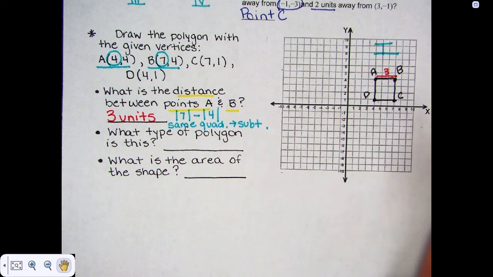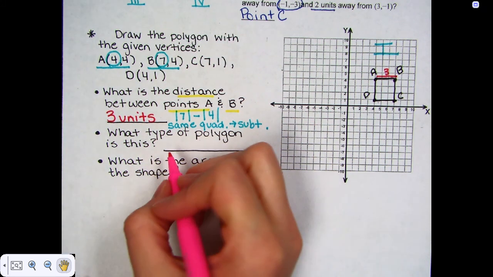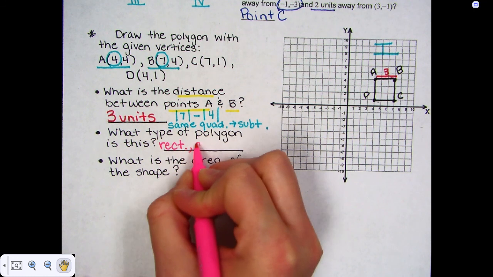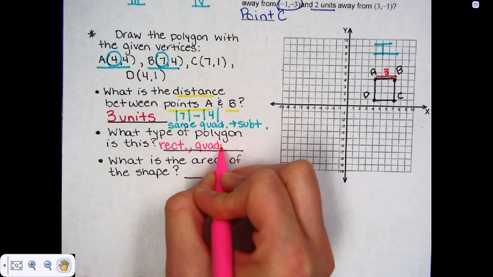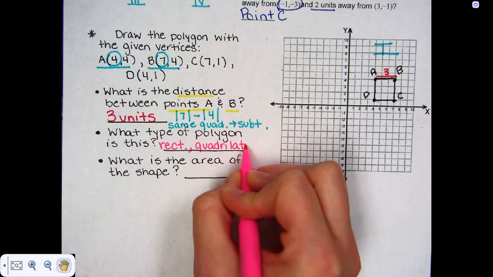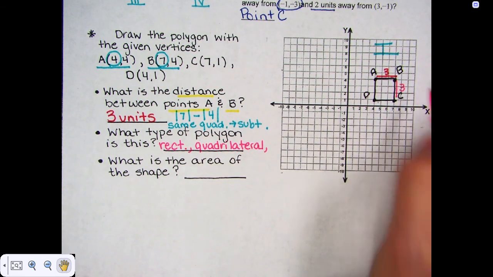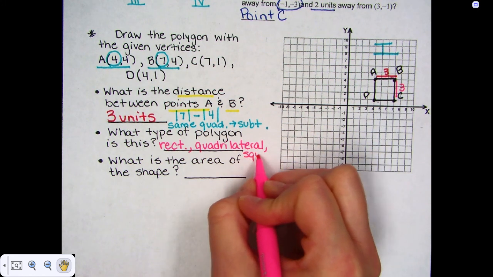What type of polygon is this? I can look at it and clearly see this guy is a rectangle. But he's just more than a rectangle. He could also be a quadrilateral. Great spelling word, by the way. Or he is a 3 by 3, so he could be a square.